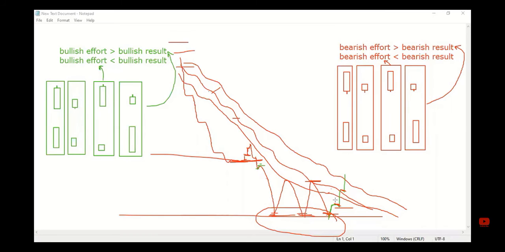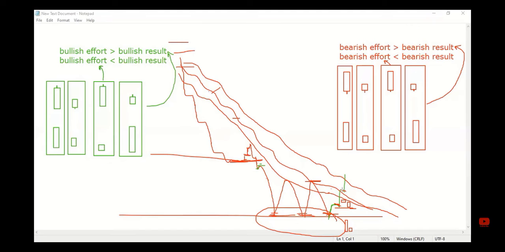Okay. Suppose it's a pullback area, and the first candle the market creates is this one, and the second candle is this one. The volume condition is weak on this one and large on this one. So now we turn to this one. Bearish effort is less. That means bearish volume is less than the bearish result. So we can place our trade here below the support level in the same direction as the trend. The market again continues in the same direction.